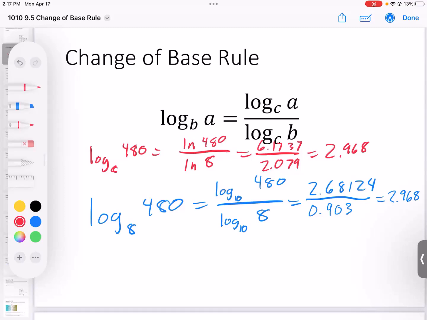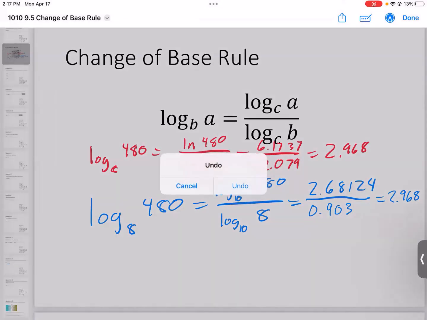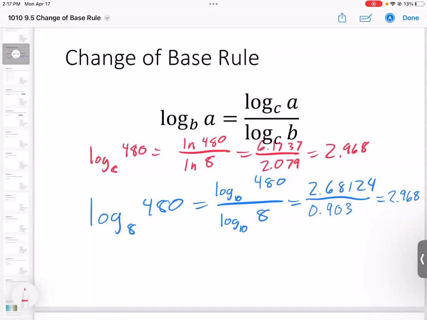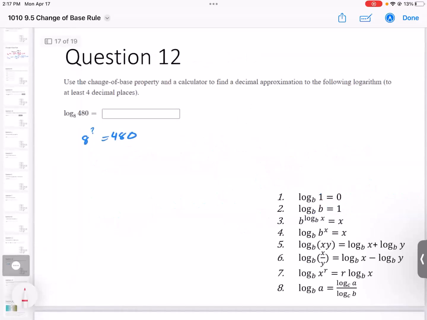So when you're doing a change of base rule or you're trying to use a calculator to figure out a logarithm like this, it doesn't matter which one you choose. You can choose to do a natural log or you can do just a regular log base 10. So you can choose whichever one you happen to like the most. All right, so you'll have some questions like that where you'll need to find the logarithm of some other number.